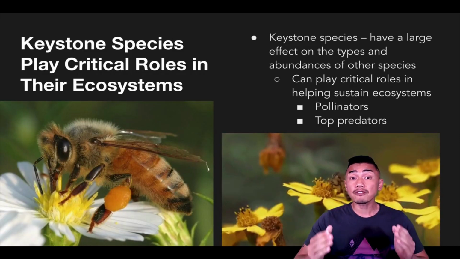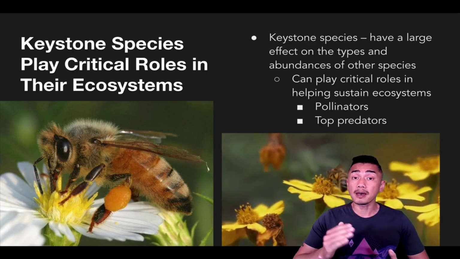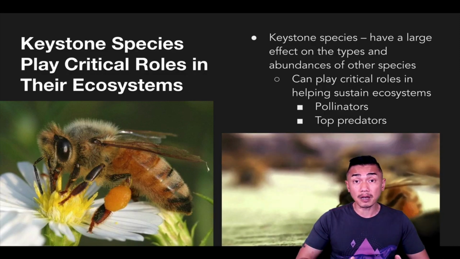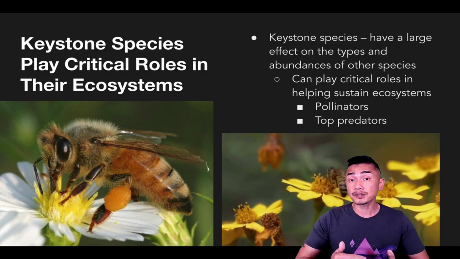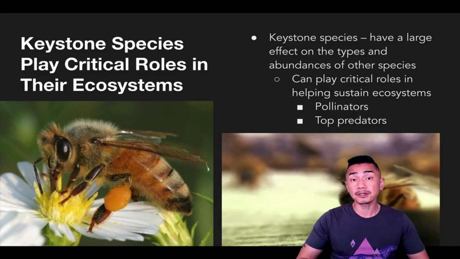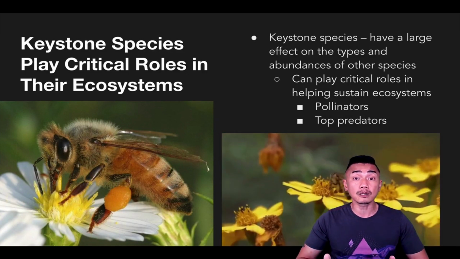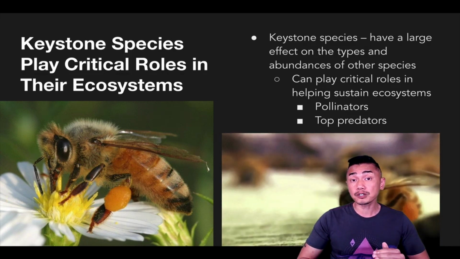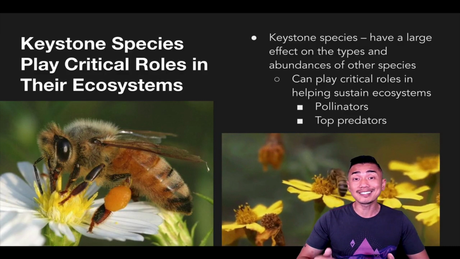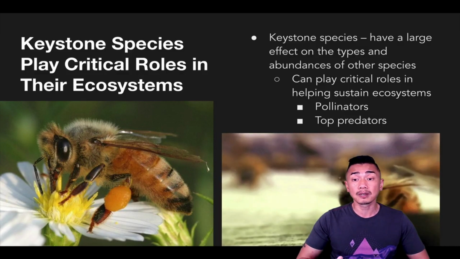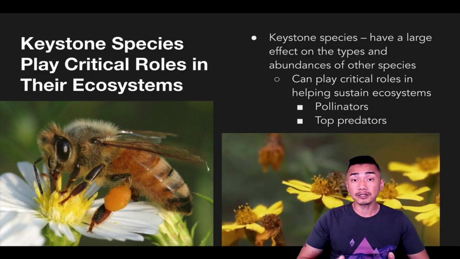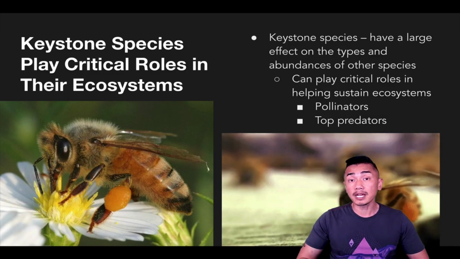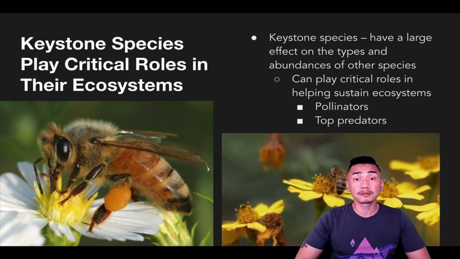Keystone species are very important species that many other species depend on. They have large effects on the types and abundances of species found in an ecosystem. The ecological roles they play, or the functions they serve, are critical in sustaining ecosystems. Pollinators and top predators are good examples, bees being pollinators and sharks being top predators.